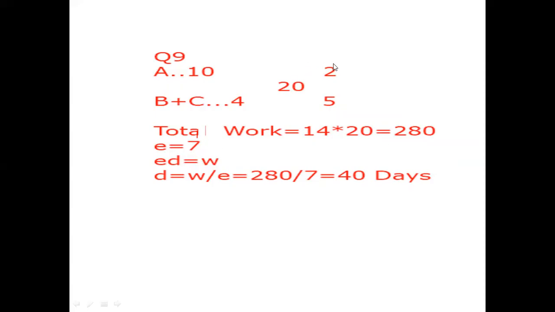Efficiency total is 5 plus 2, which is 7. Use this formula, E times D equals W. You can find D equals W upon E. So your answer is 40. Okay.